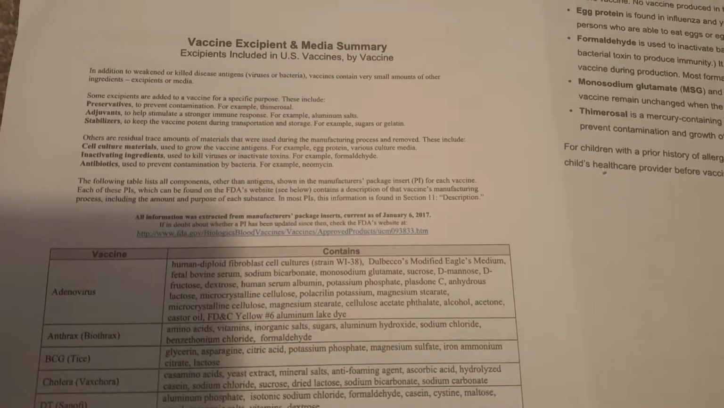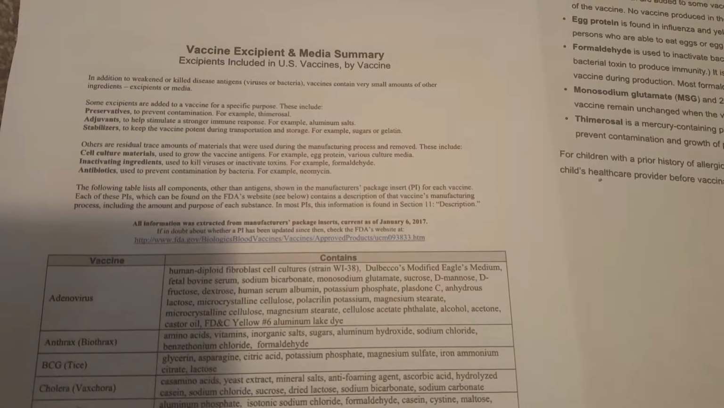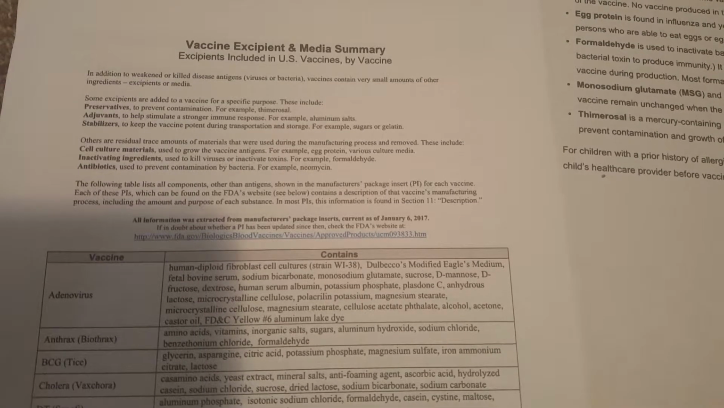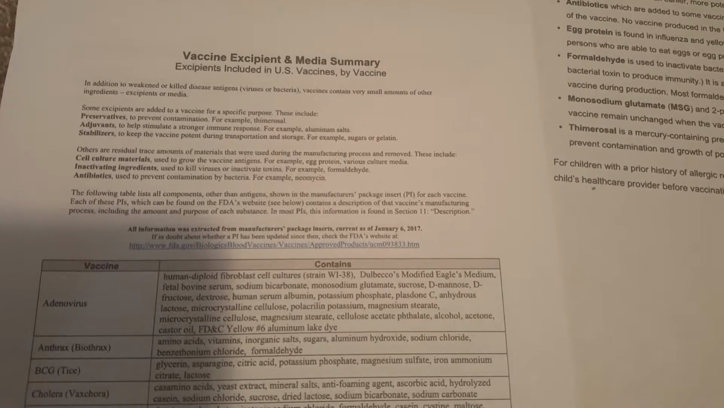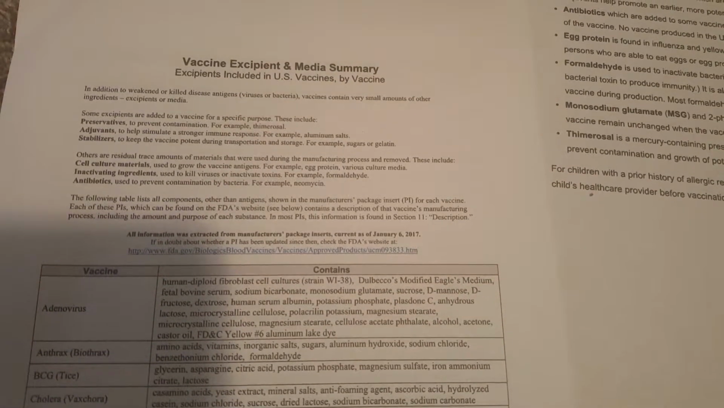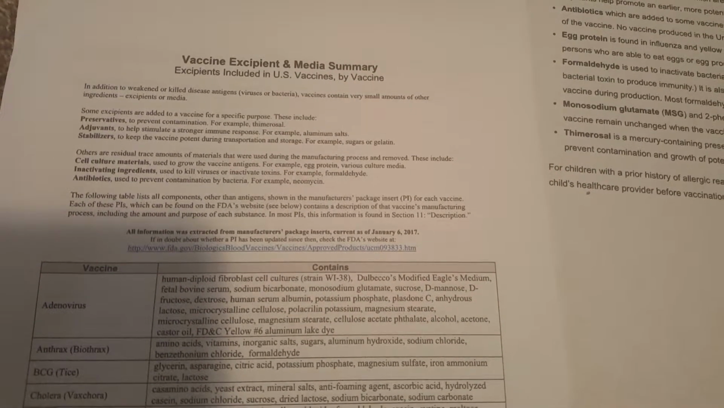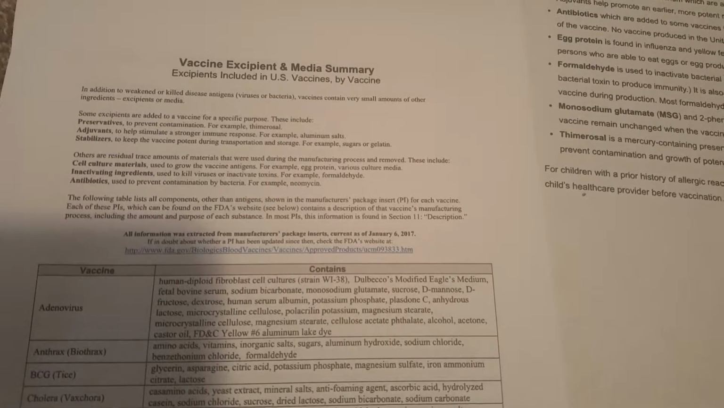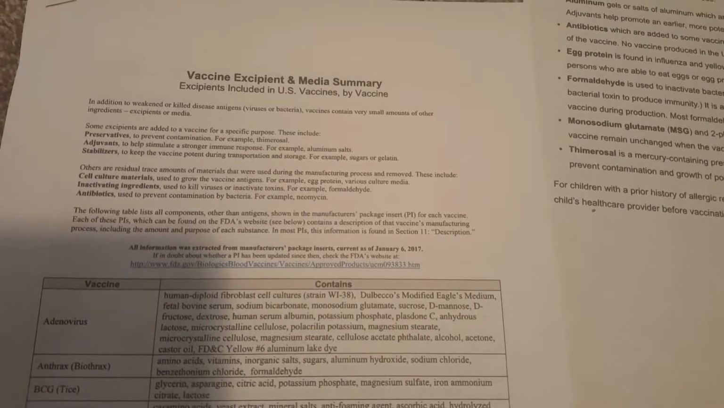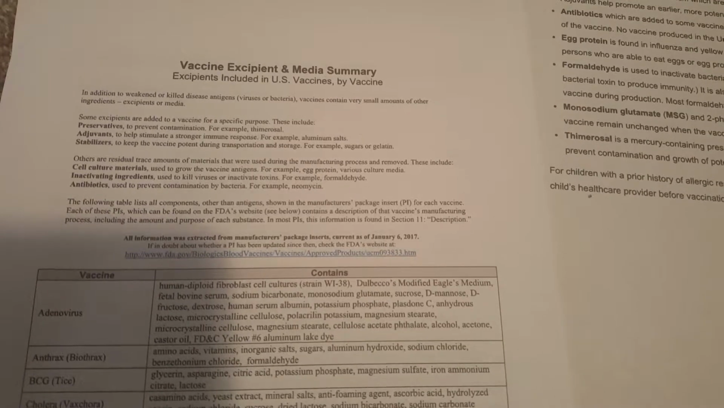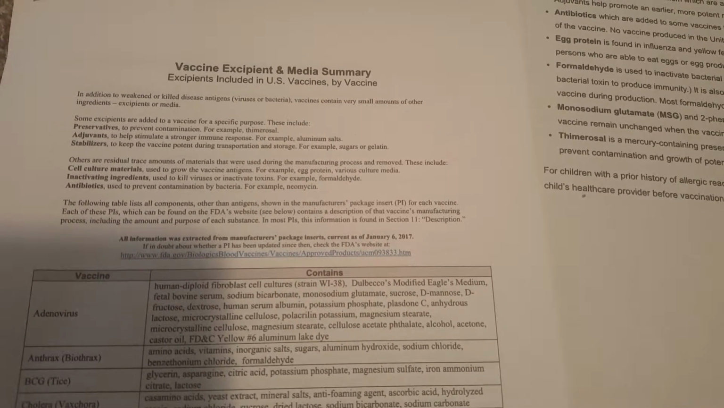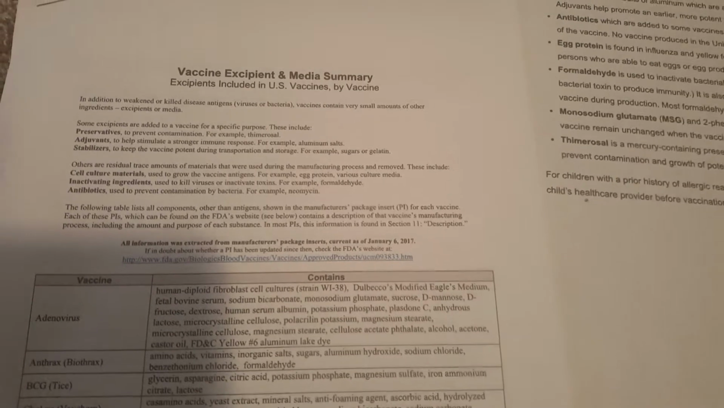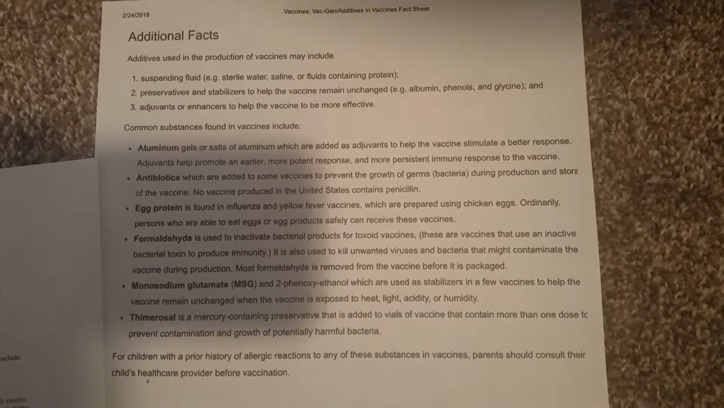The following table lists all components other than antigens shown in the manufacturer's package insert, PI, for each vaccine. Each of these PIs, which can be found on the FDA's website, see below, contains a description of the vaccine's manufacturing process, including the amount and purpose of each substance. In most PIs, this information is found in Section 11, Description. Alright, and then you can also print off these additional facts.